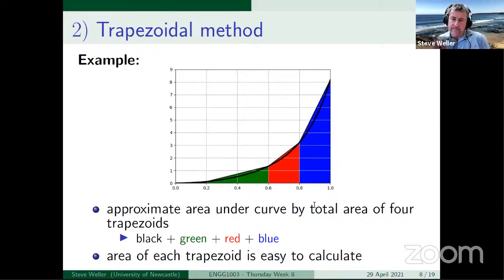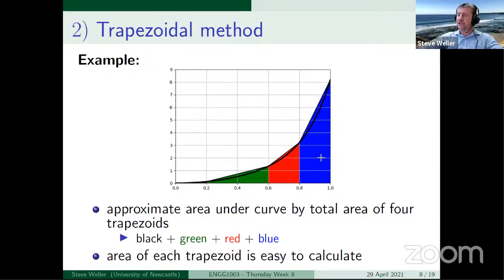by approximating the curve, or the area under the curve, with 4 trapezoids. Now you might say it looks like 3 here. There's actually 4. If you zoom right in, there's a little trapezoid that approximates the curve between 0 and 0.2 seconds, and that's in black. So I've deliberately chosen the font colors here of black, green, red, and blue. They are the 4 colors of the trapezoids: black, hard to see, green, red, and blue.